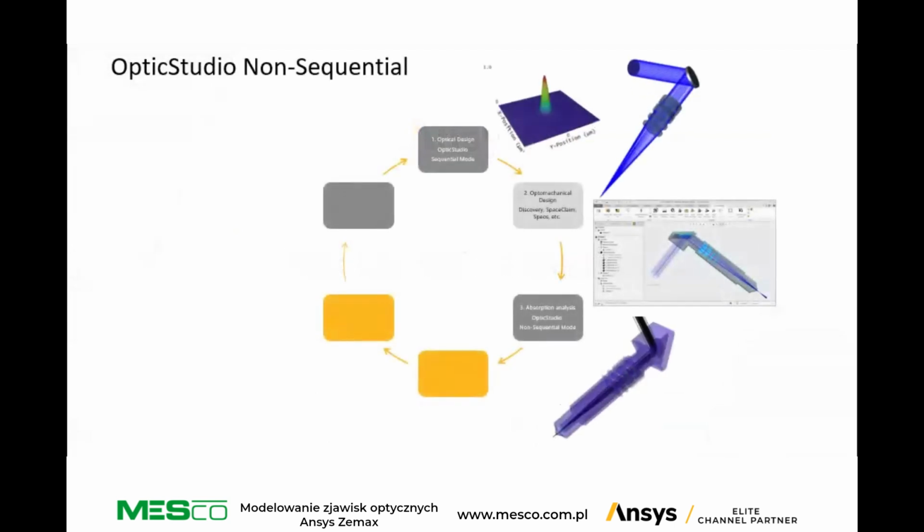Okay, so now we are at this stage. You convert your optical system to CAD, you go to your CAD platform, build the mounts and so on, and you can re-import it to Optic Studio. And what we will do in the non-sequential mode of Optic Studio is trace the rays and see the flux that is absorbed in each of the components.